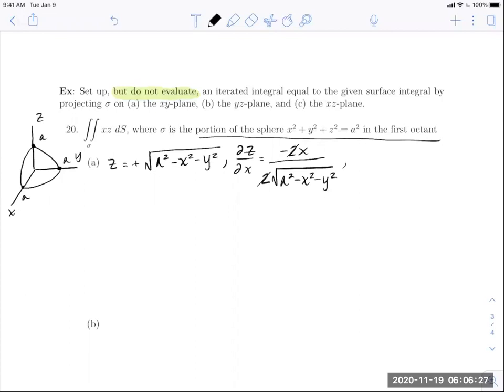And then based on this partial, we can see here that the partial with respect to y is going to be exactly the same, with the only difference being a negative y on top. All right, so we have our two partials. Let's put these together to find our integrating factor.